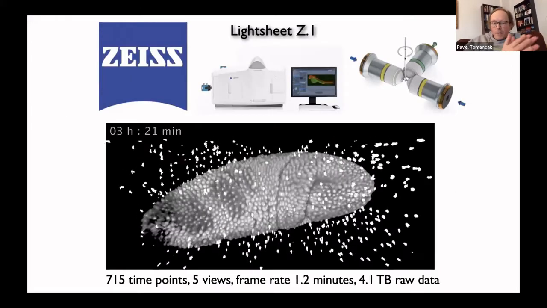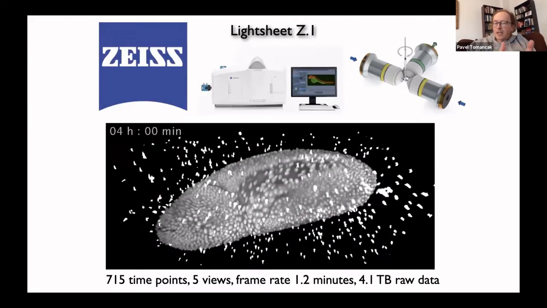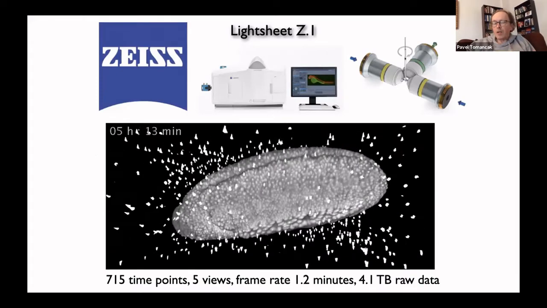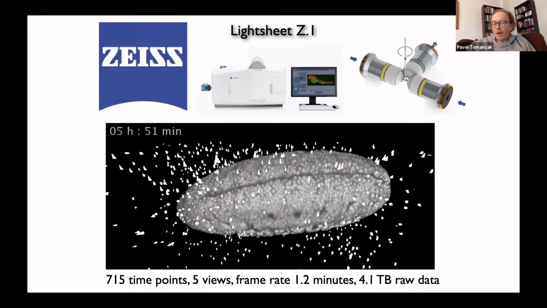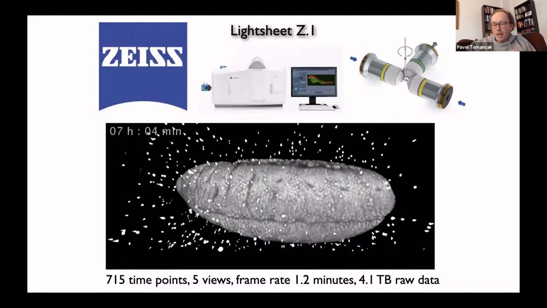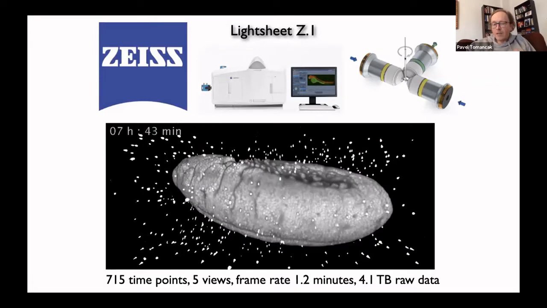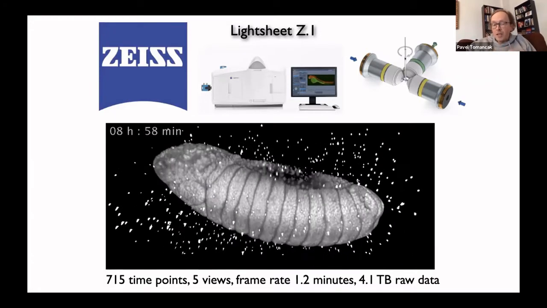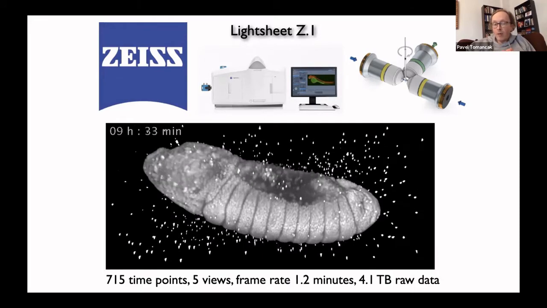So just that we are on the same page, one example of big image data in biology is coming from light sheet microscopy. What you are watching here is the development of a Drosophila embryo, which has been imaged with the light sheet microscope from five angles. We collected altogether 715 time points. We tortured this poor embryo for about 24 hours.